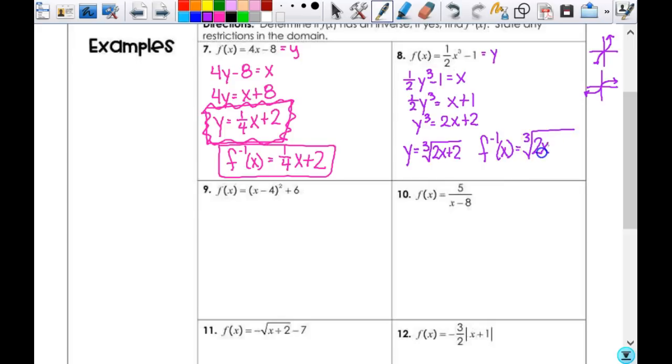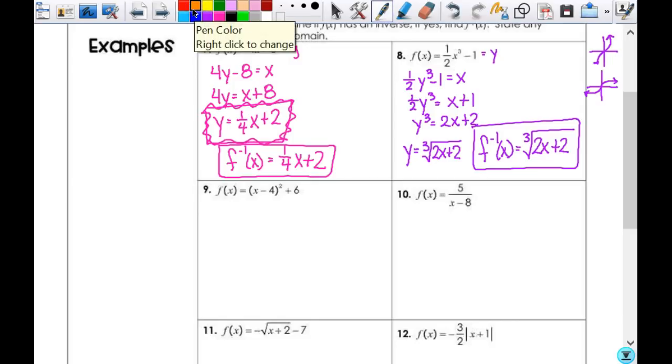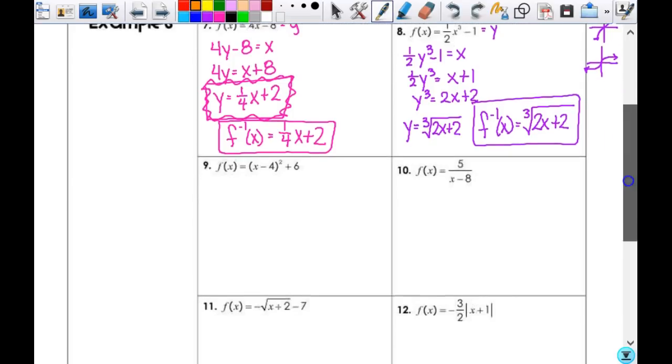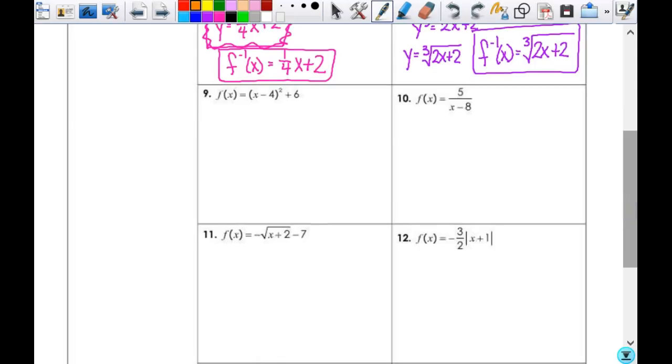Of 2x plus 2. Okay, so this is a quadratic. Reflect that in the line y equals x, I get this.